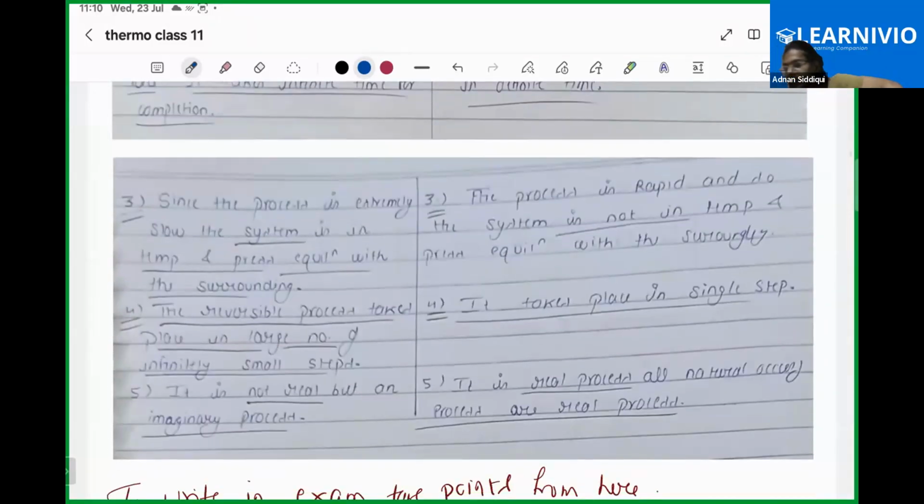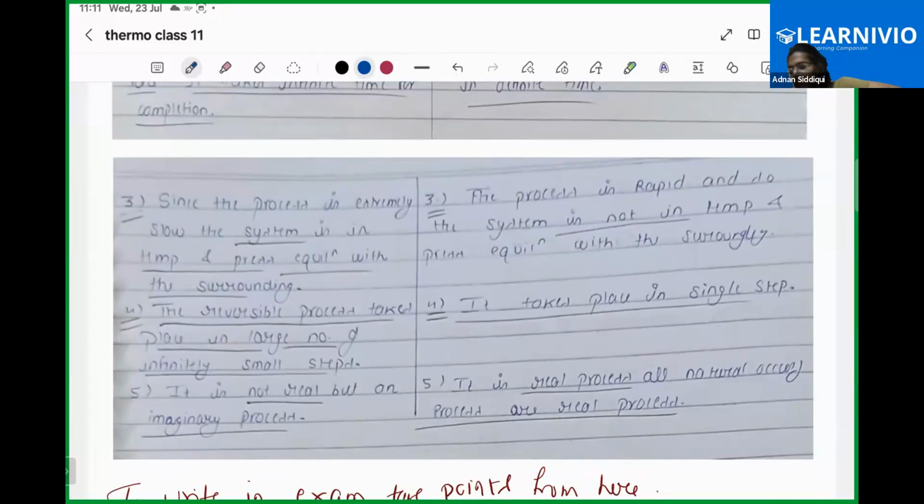Since the process is extremely slow, the system is in temperature and pressure equilibrium with the surrounding. For the irreversible, the process is rapid, and so the system is not in temperature and pressure equilibrium with surrounding. The reversible process takes place in a large number of infinitely small steps. Irreversible, it takes place in a single step. You will just put a high amount of pressure and you will remove it. So it is a single step type of thing.